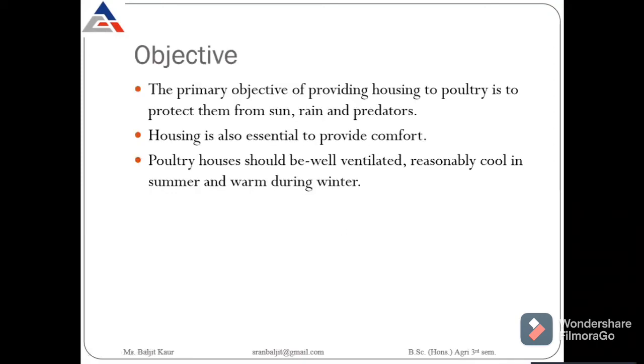So what are the objectives of poultry housing? The primary objective of a poultry house is to protect the poultry from sun, from rain, and from predators. And it is also essential to provide comfort to the birds. And all the poultry houses should be well ventilated. They should be reasonably cool in summer and warm during winter. So these are the objectives of poultry housing.